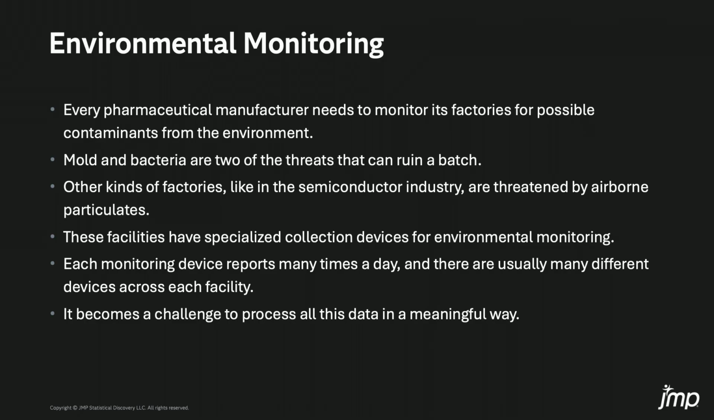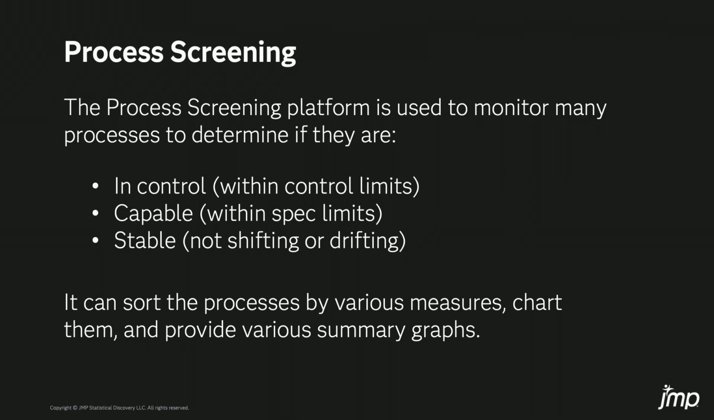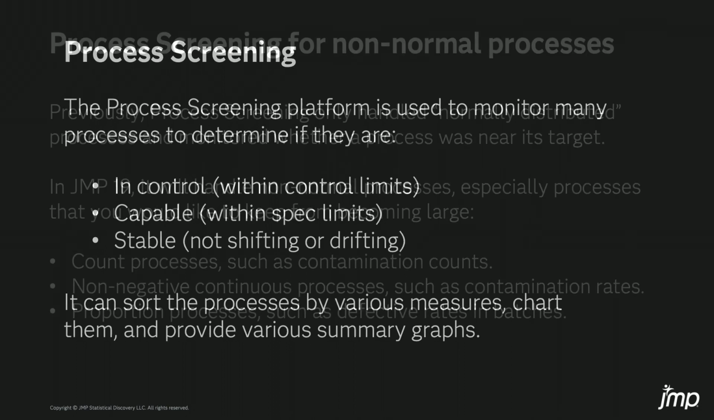These facilities have specialized collection devices for environmental monitoring, and each monitoring device reports many times a day, and there are usually many different devices across each facility. It becomes a challenge to process all this data in a meaningful way. Now, the process screening platform in JMP is used to monitor many processes to determine if they are in control, within control limits, capable, within spec limits, and stable, not shifting or drifting. It can sort the processes by various measures, chart them, and provide various summary graphs.